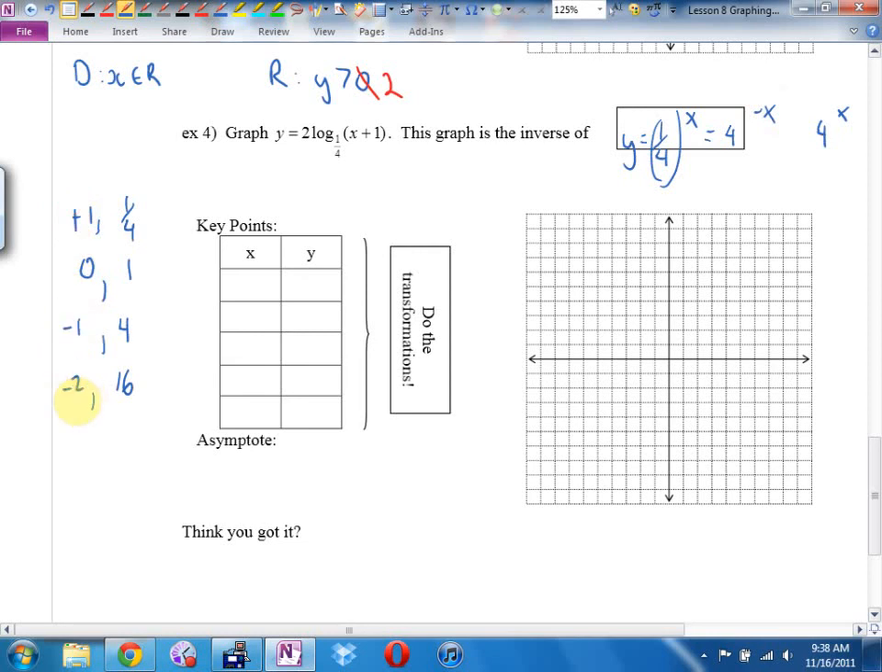What are my key points? Now switch your x's and y's around. 1/4 goes with 1. 1 goes with 0. 4 goes with negative 1. 16 goes with negative 2. Oh, asymptote, x equals 0. Yes? Oh, domain, range: domain x greater than 0, range y all reals.